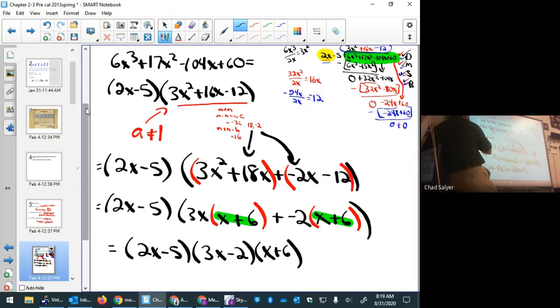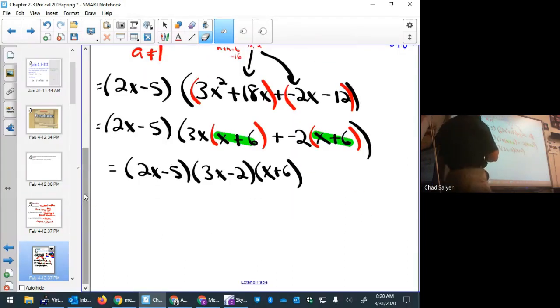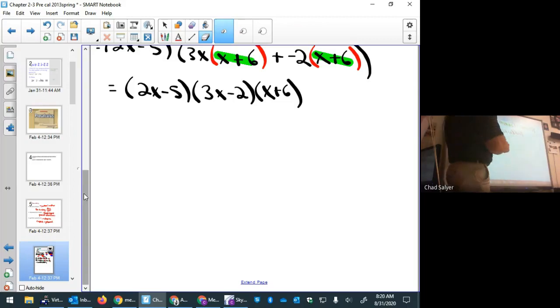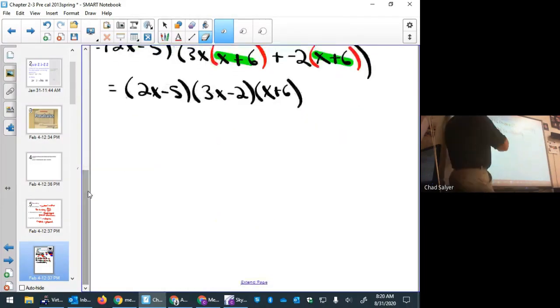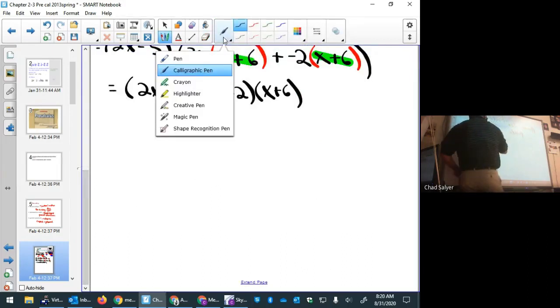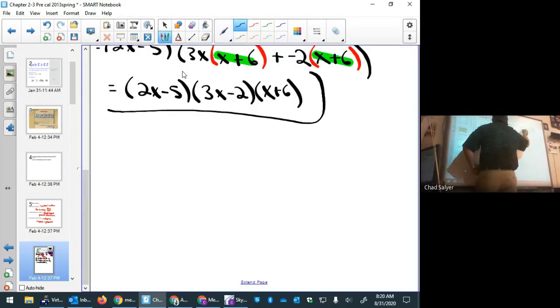Make sure my equal signs make sense here. Well, I don't need one there because I've got it there. Okay, so fully factored. They didn't ask us to list the zeros or anything.